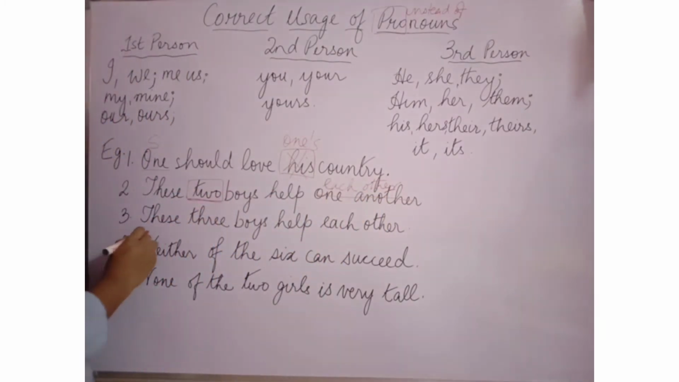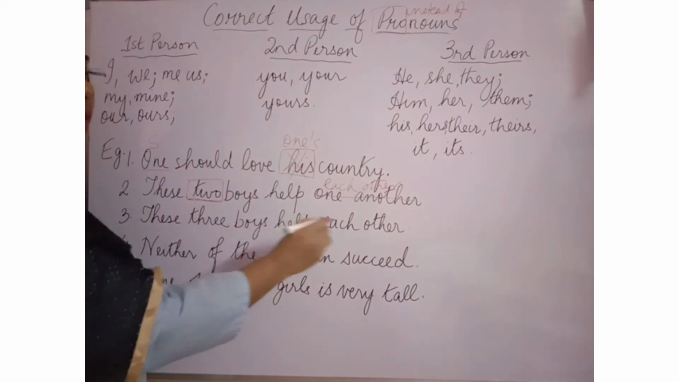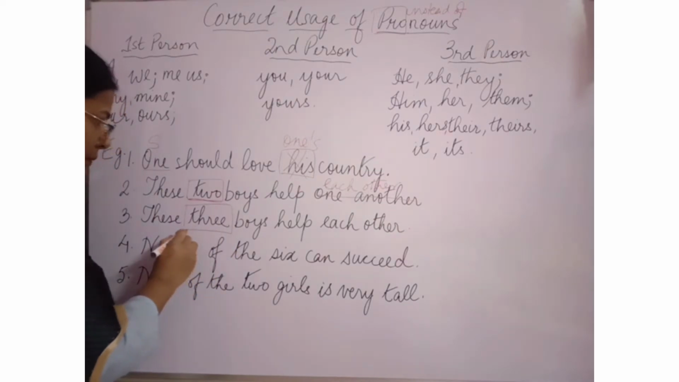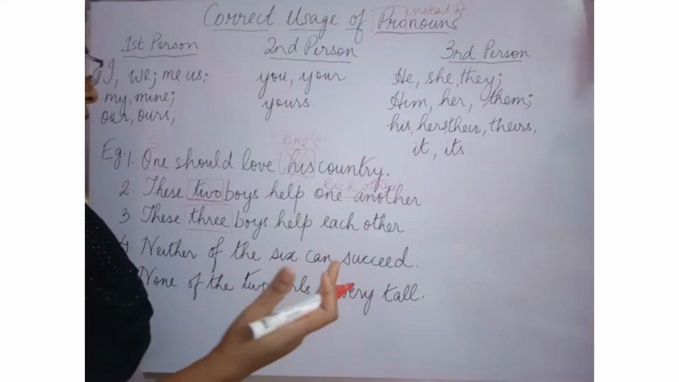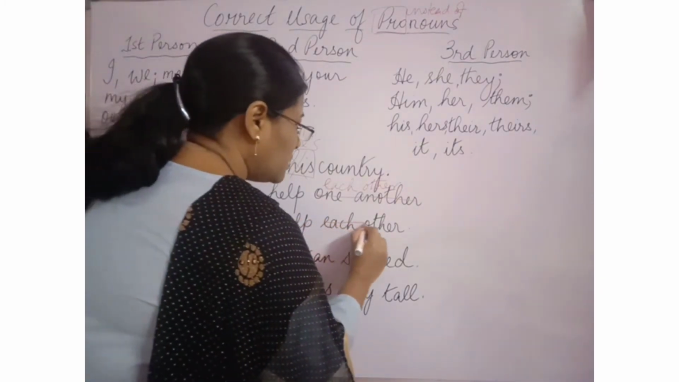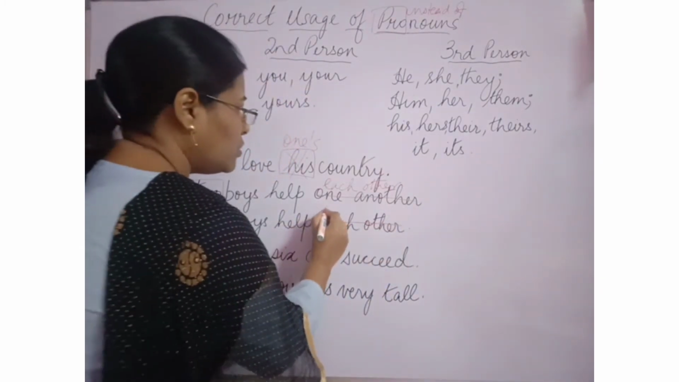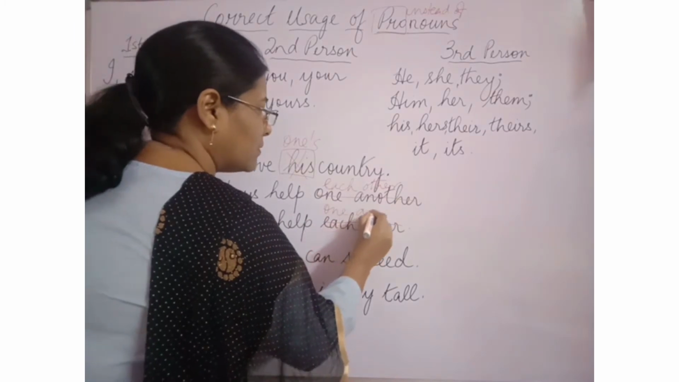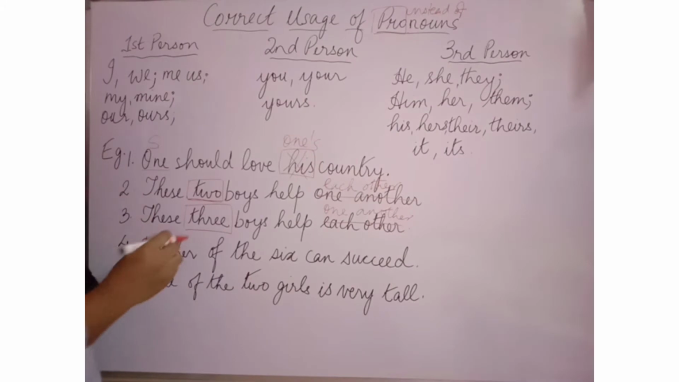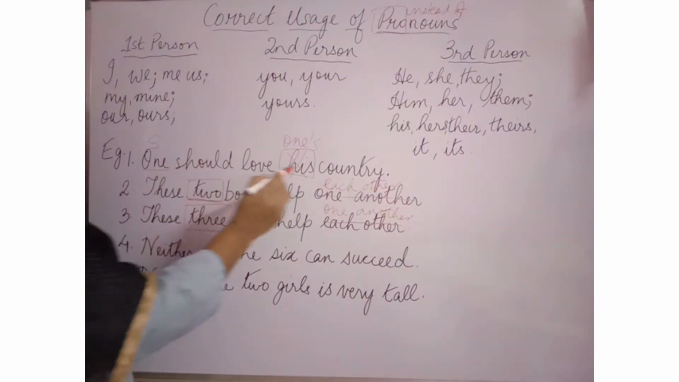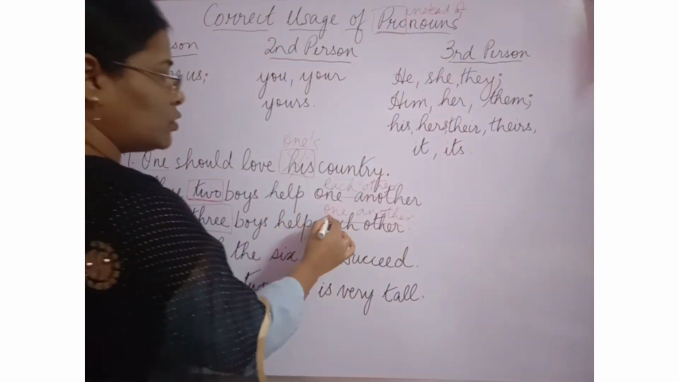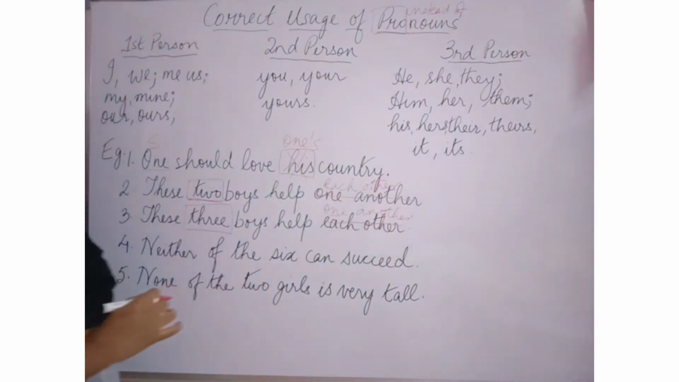Now look at sentence number 3. These three boys help each other. Now you see in this sentence 3 is there. When 3 or more persons are there in the sentence, we do not use each other. We need to use one another. Okay, so just remember, if 2 are there, then we will use each other. If 3 or more person is there, we need to use one another and not each other.